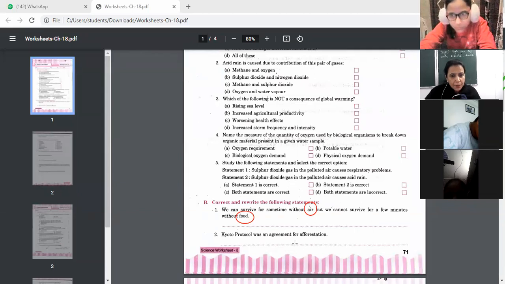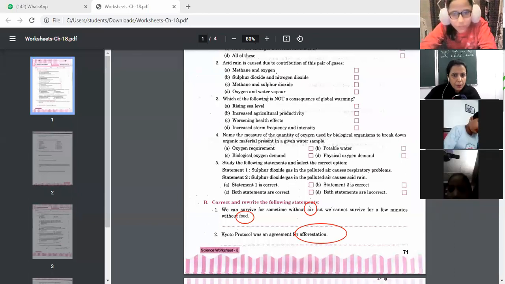To reduce carbon dioxide. Kyoto was an agreement for. Yes, Anshika, you may tell. Anshika Goel. Ma'am, Kyoto Protocol was not an agreement for afforestation.